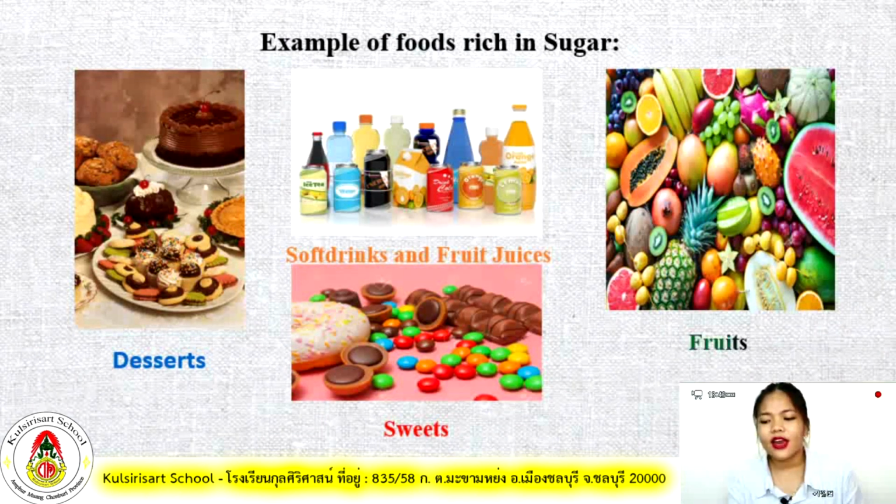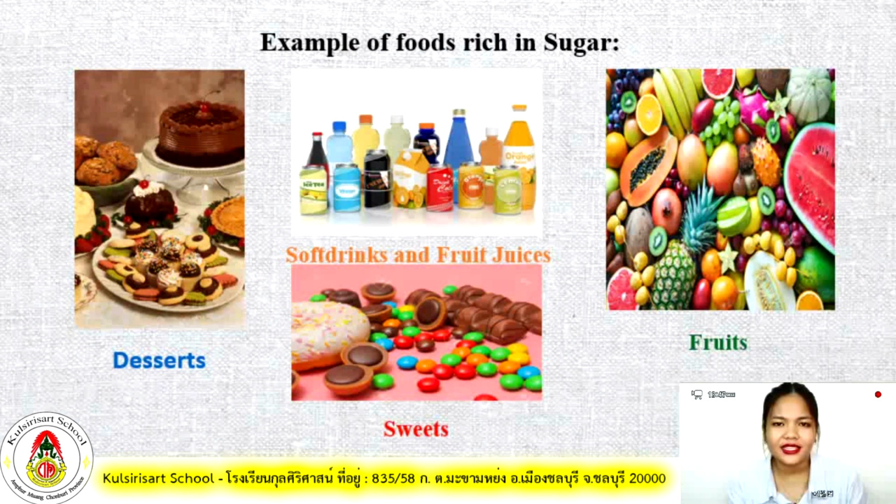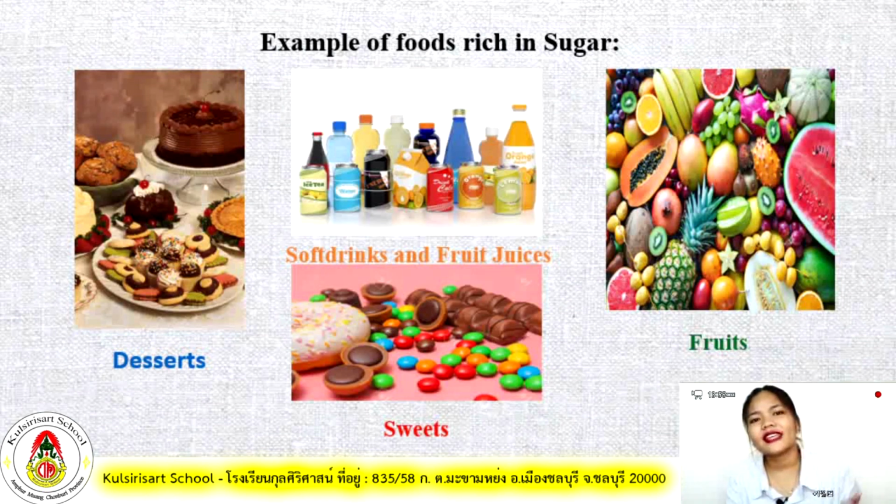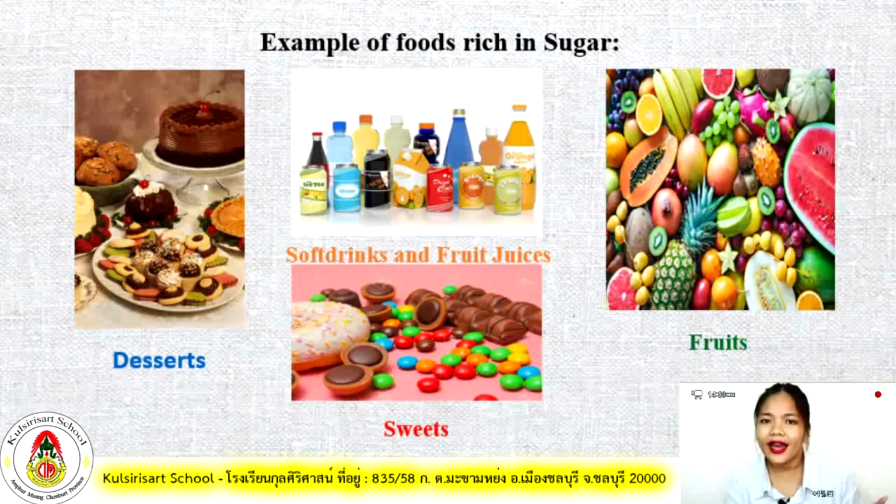And lastly, we have here fruits. Now, why do we say that fruits are an example of a food rich in sugar? Fruits are healthy food, right? Okay, even though fruits are regarded as healthy foods, most of them also contain high amounts of sugar. So not only cakes and pastries, but fruits also contain high amounts of sugar.